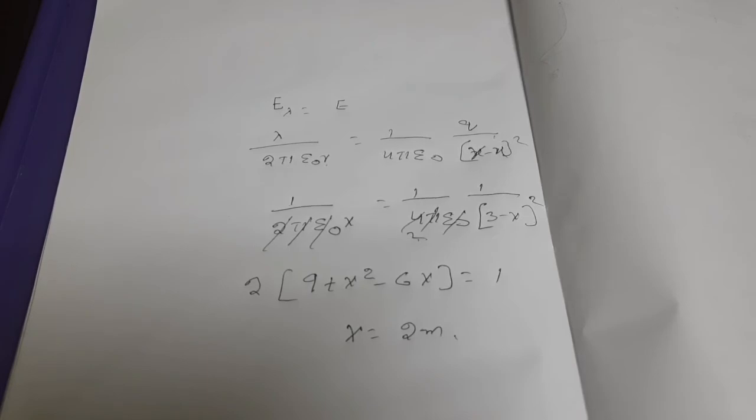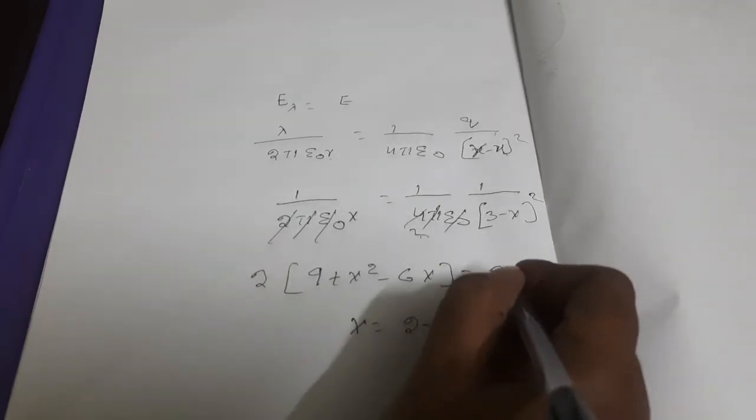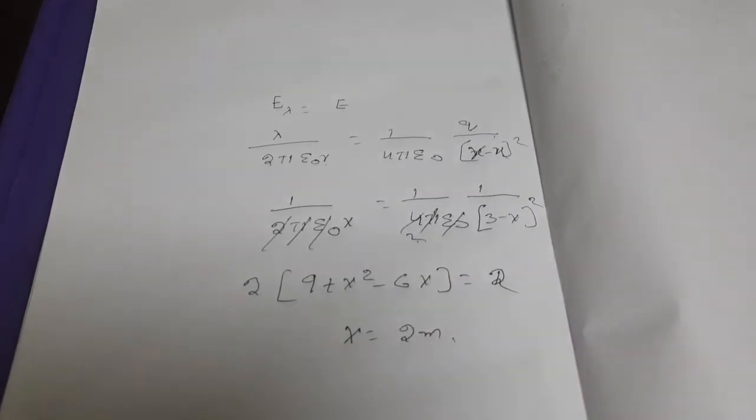Here you are getting 2x square minus 13. This side also you are getting 2 lambda by 2 pi epsilon naught. Here this side you are getting the 2, one more 2 is there. Then very simple question, look once.